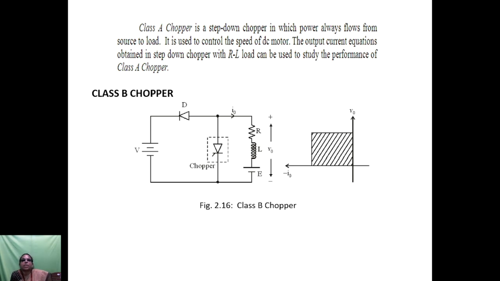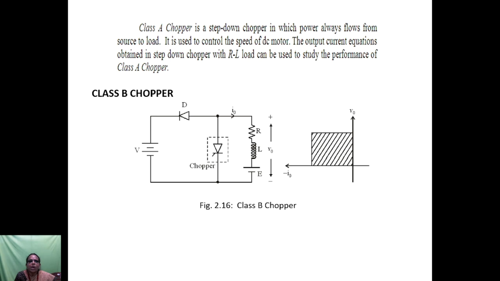Class A chopper is also called a step down chopper, in which power flows from source to load. It is used to control the speed of the DC motor. The current equation obtained for the step down chopper with an RL load can be used for the class A chopper. Next, the class B chopper.